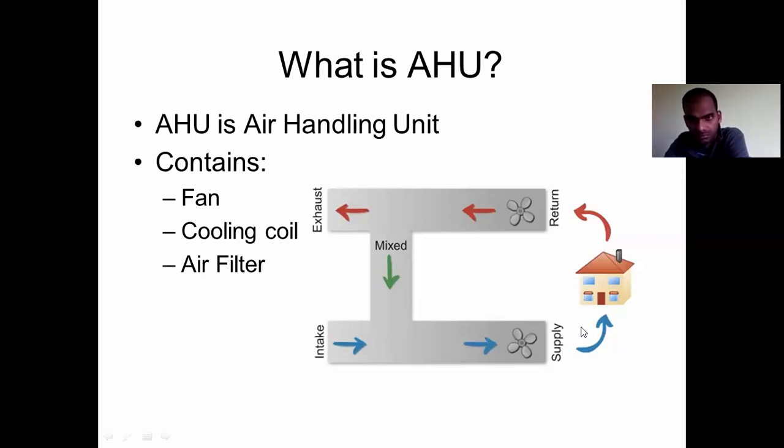The supply will be there and it will be going to the room. From there, the air will be circulated and the return air will be passing through the return air duct, and some will be exhausted and most of the proportion will be coming back through this duct, and it will be mixed with the return air as well as the fresh air, and again it will be given back to the room. Okay, so this is the system.